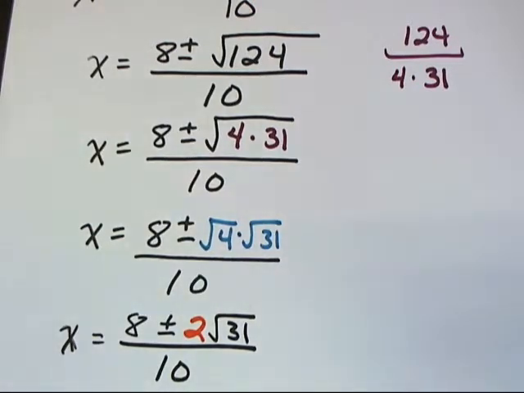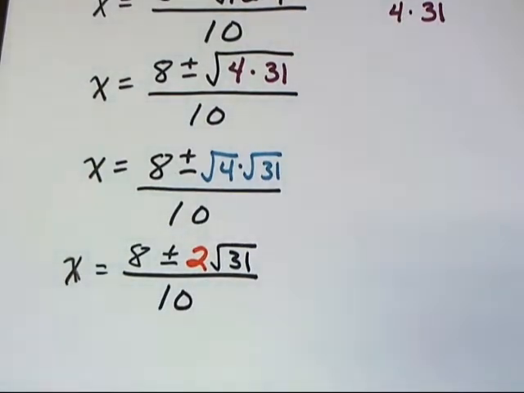We're almost there for this problem. Now we have to reduce. Once again, I can't reduce the 8 and the 10 because the 8 is being added and subtracted to the 2 square roots of 31. I have two terms on top. The one is the 8, and the other term is 2 square roots of 31.